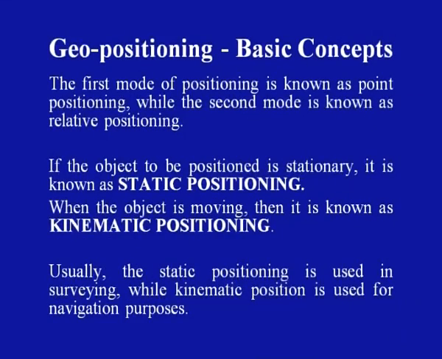The first mode of positioning is known as point positioning, while the second mode is known as relative positioning. If the object being positioned is stationary, it is known as static positioning. When the object is moving, then it is known as kinematic positioning. Usually, static positioning is used in surveying, while kinematic positioning is used for navigation purposes.